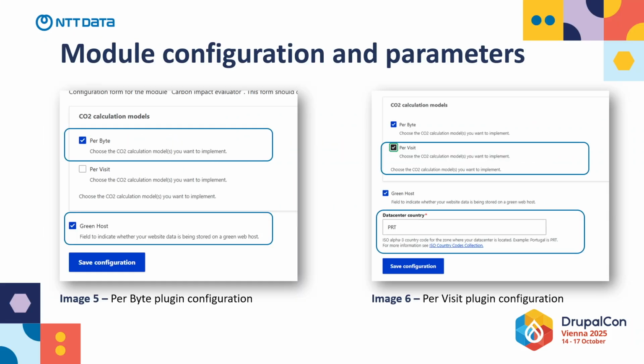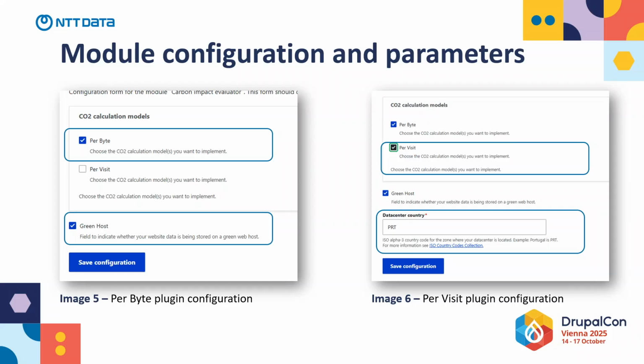So the configuration is very simple. It's mostly checkboxes. The first thing you need to think about is whether the hosting for your website is a green host or not. If you're not sure about this, you can find the dataset that I was talking about in the Green Web Foundation, to make sure whether this is a green host or not. And if it's a green host, you select the checkbox, and if it's not, you leave it empty. To activate the per byte module, you just need to check the checkbox and save the configuration.